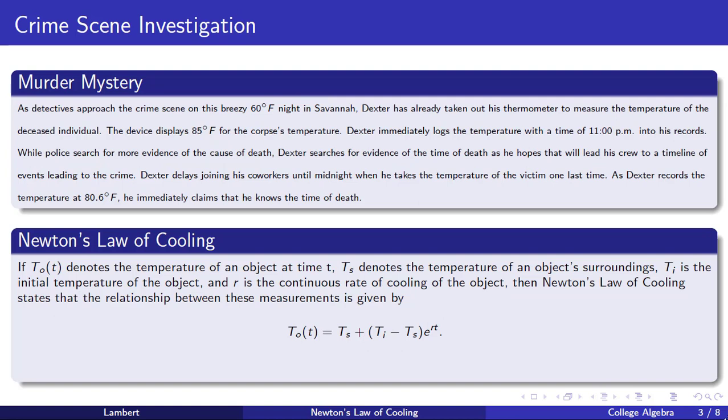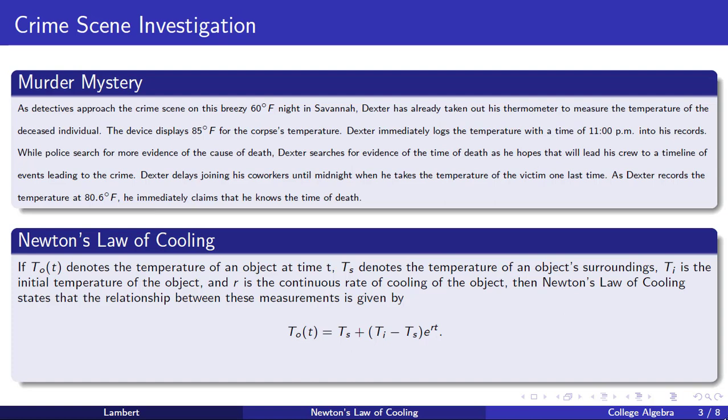And what Newton's law of cooling states is that the cooling of an object, if you have that temperature of an object at some time, let's say little t, and we'll denote T sub O being that temperature of that object, then T sub S, that's going to denote the temperature of that object's surroundings, and T sub I is the initial temperature of the object, and R is our continuous rate of cooling.